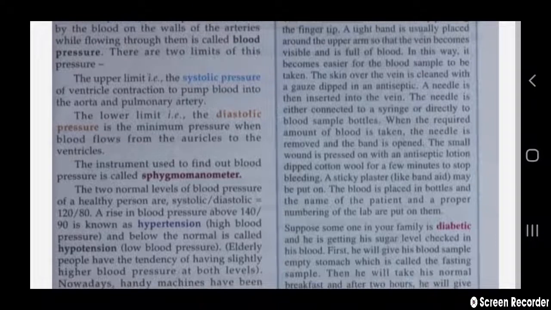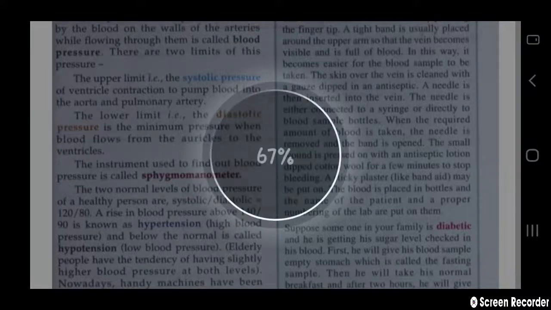The instrument used to measure blood pressure is called the sphygmomanometer. The normal levels of blood pressure of a healthy person are 120 systolic and 80 diastolic. A rise in blood pressure above 140/90 is known as hypertension, or high blood pressure. If it is below the normal, below 120/80, it is called low pressure.